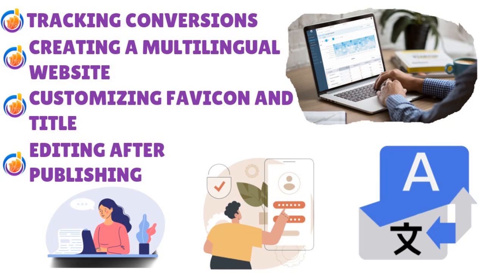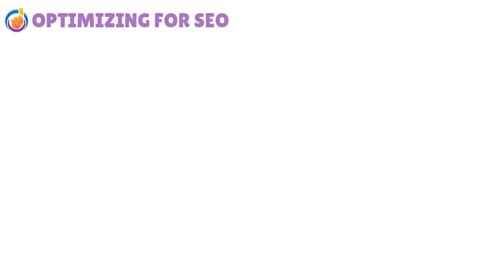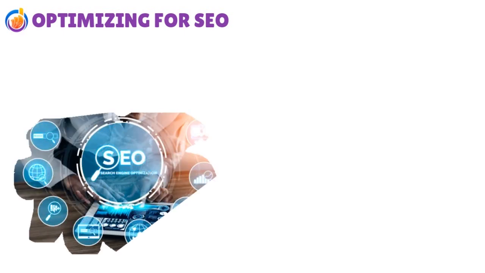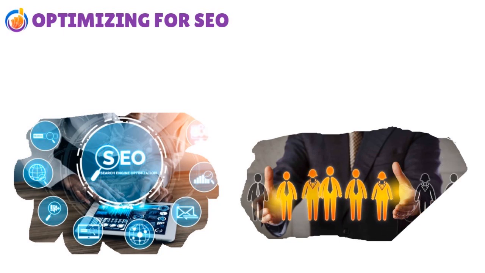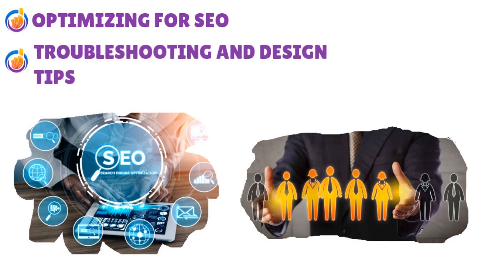So that's really cool. You also have optimization for SEO, so you can boost your website's visibility on search engines with Canva's SEO features. Okay, you can add meta tags and descriptions to increase the chances of discovery by relevant audiences. You can implement basic SEO practices for improved search rankings. And you also have troubleshooting and design tips. So that's really, really cool.